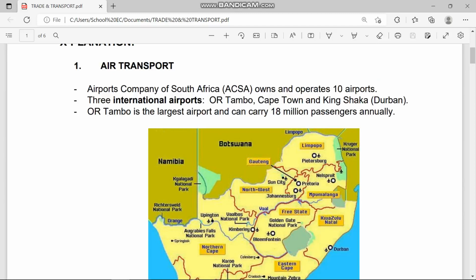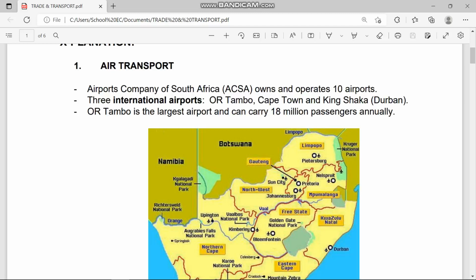The Airports Company of South Africa, which is ACSA, owns and operates 10 airports. This means South Africa is active when it comes to trade, because it owns and operates 10 airports. This means that at least we have better infrastructure in terms of trade.